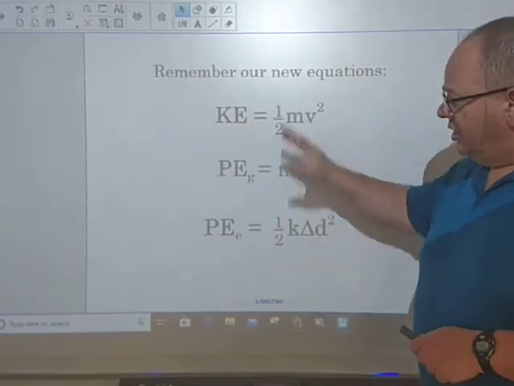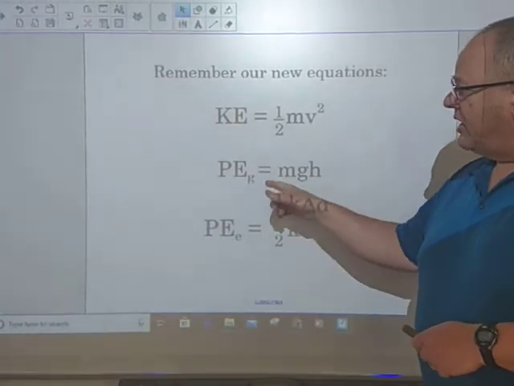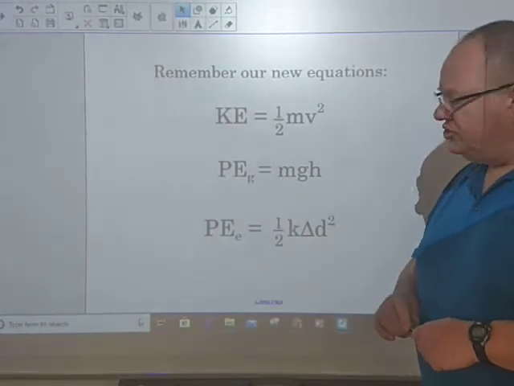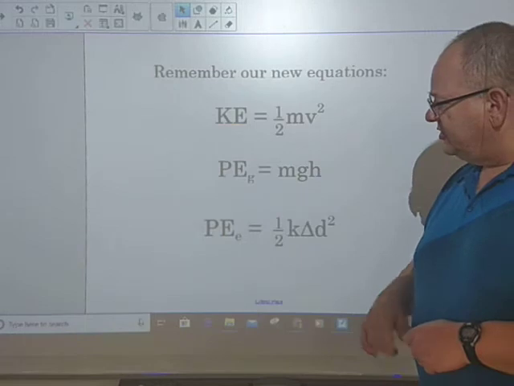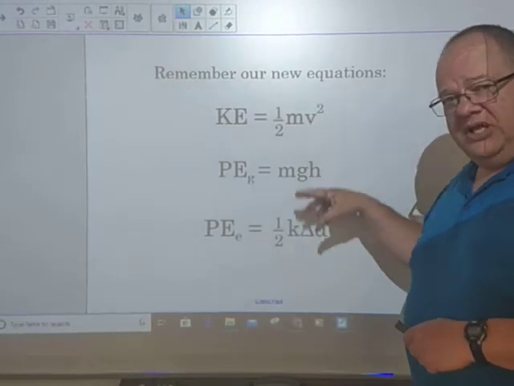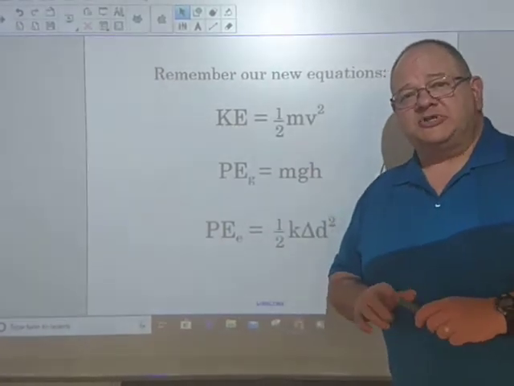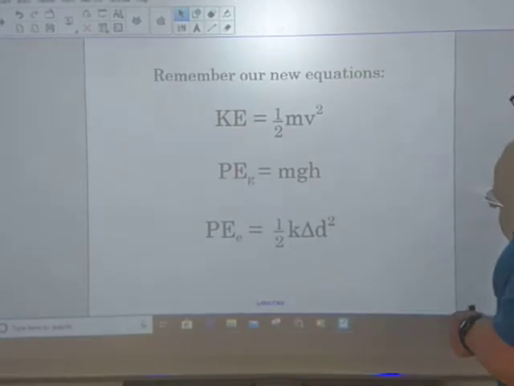Just a reminder, here were our equations. Kinetic energy is 1/2 mv squared. Gravitational potential energy is mgh. And elastic potential energy is 1/2 k delta d squared. So we're going to need these. Hopefully you have them close by as we go through. We're going to work a few sample problems. Be sure that you're working them with me.